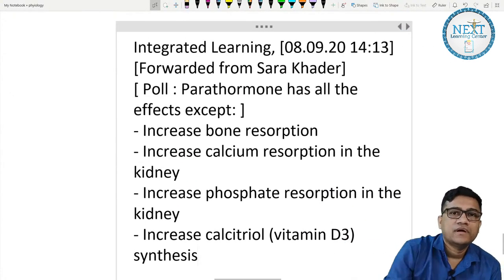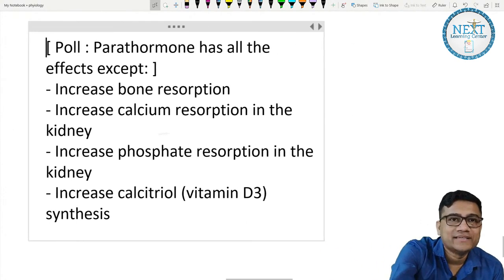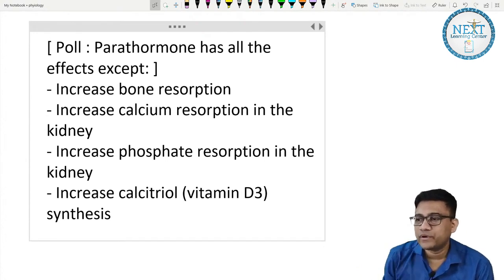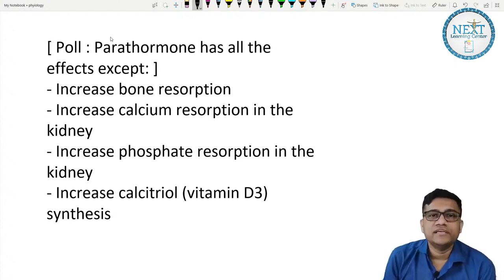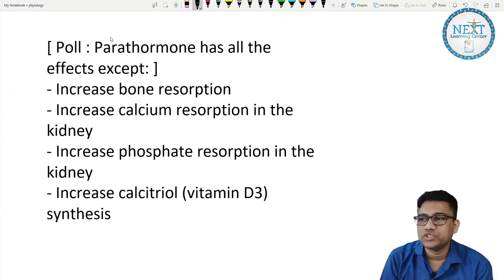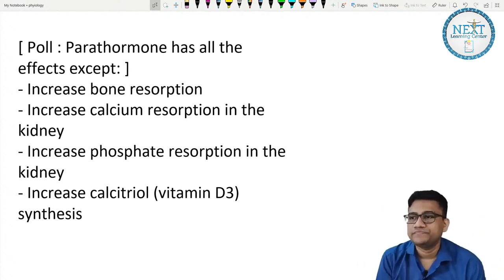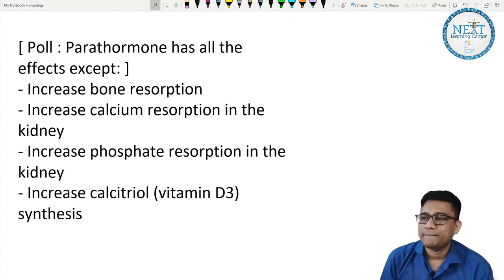So question, parathyroid hormone effects are all except. Let's do these questions. Clear? All of you participate. All are actions of the parathyroid hormone except increase bone resorption. Yes or no? Let's solve this question. What's the answer?